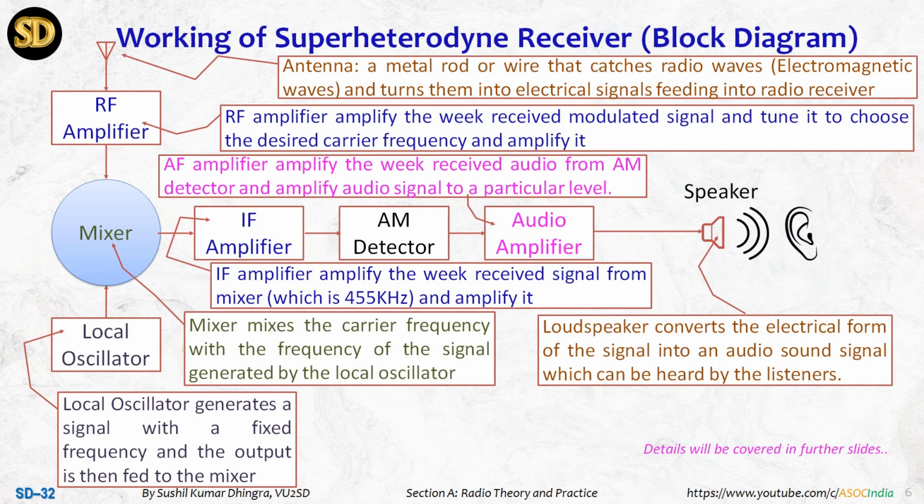This is a block diagram of the superheterodyne receiver. And of course, don't forget, we need power supply stages to give power to all the stages. Of course, the antenna doesn't require power, but we have to assume that every stage is getting power.